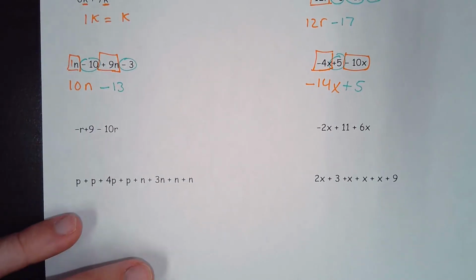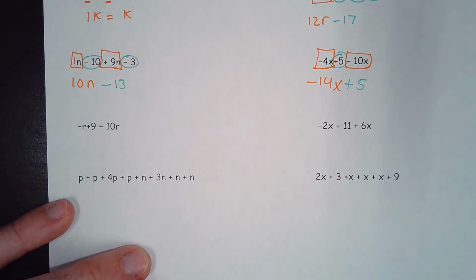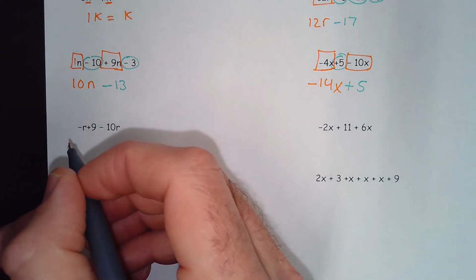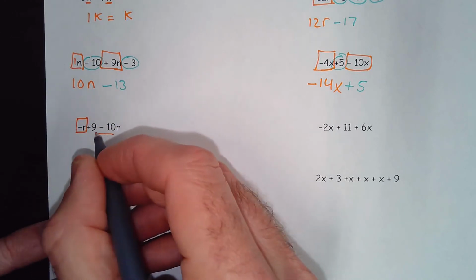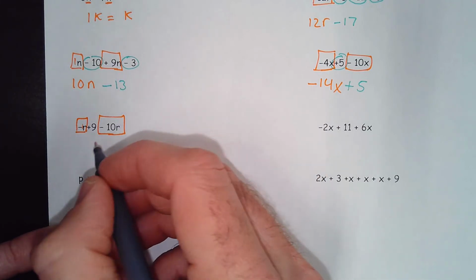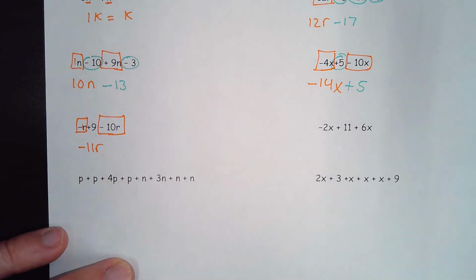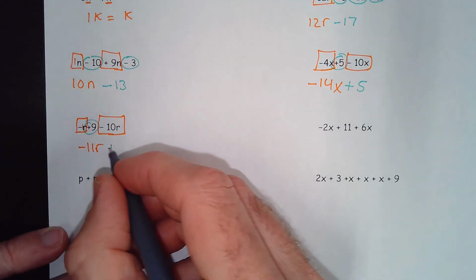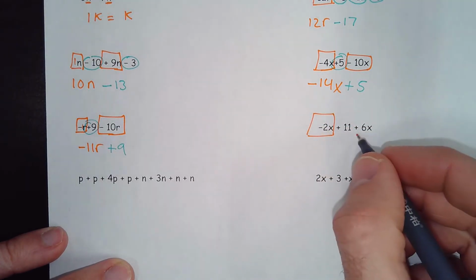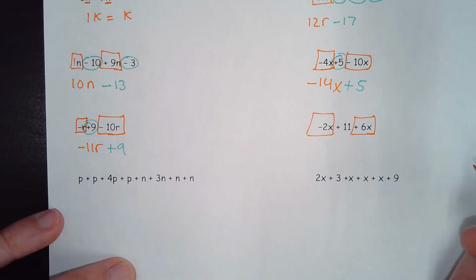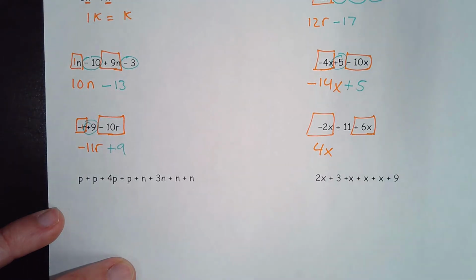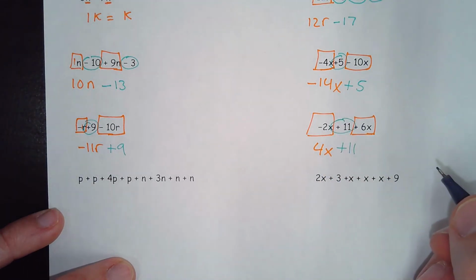This shouldn't be too tough, especially since we've learned it before, so it should be kicking back in. It should be just a refresher, not something we're learning brand new. Here we have a negative r and negative 10r. I think of this as negative 1, so negative 1 and negative 10 become negative 11r. And that's unchanged, so plus 9. Negative 2x and 6x: negative 2 plus 6 becomes positive 4x, plus 11.